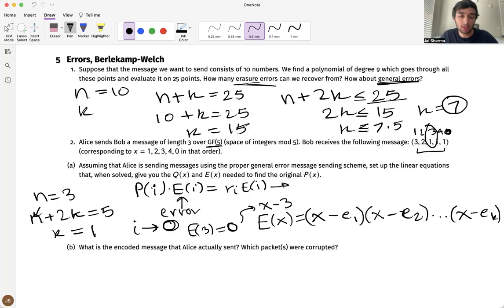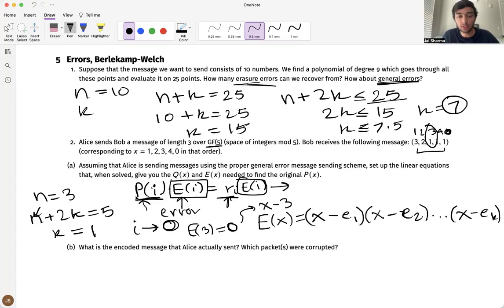And the logic behind this equation is that if the point is good, then Pi is equal to Ri. What we received is equal to the actual point on the polynomial that we want, and therefore both of the sides are equal, if the point is good. If the point is bad, then E of I will become 0. The point is bad, this will become 0, and then you'll be left with 0 equals 0, which is also true.